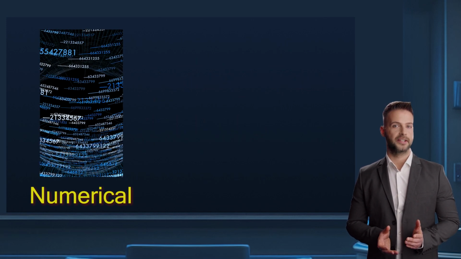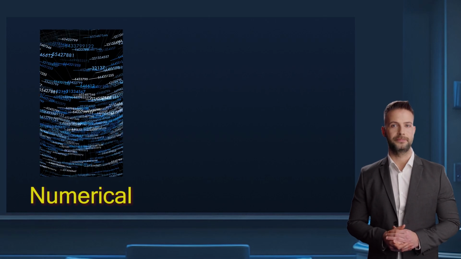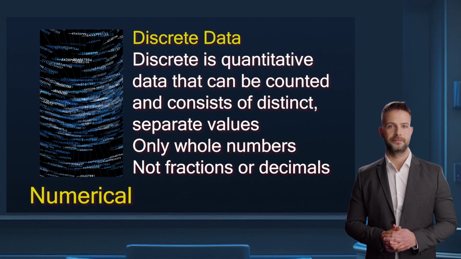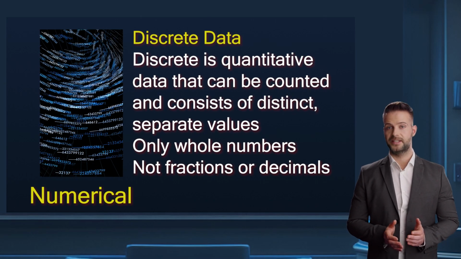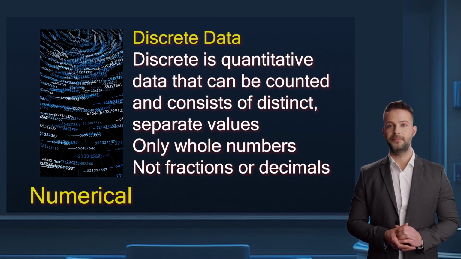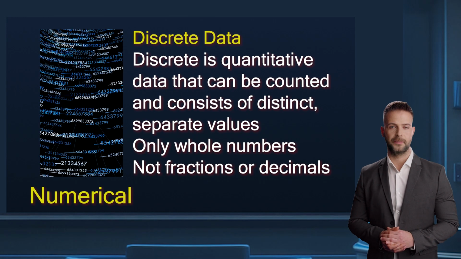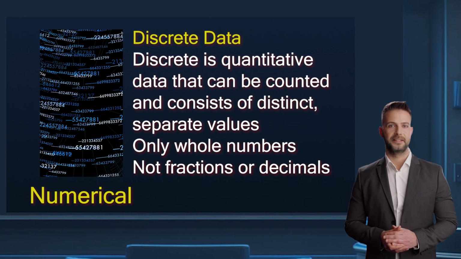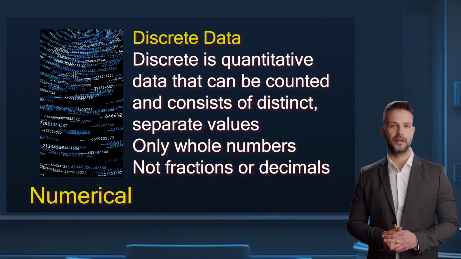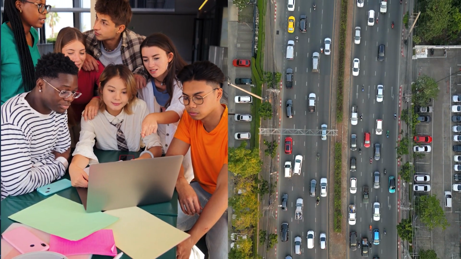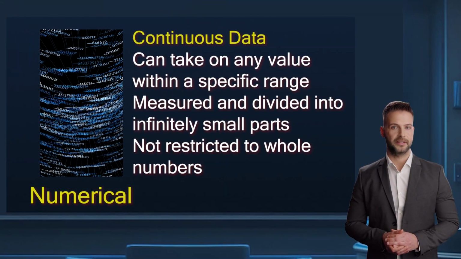Now, numerical data can be broken down further. There are two categories of numerical data. First, we have discrete data. Discrete data refers to a type of quantitative data that can be counted and consists of distinct, separate values, meaning you can only have whole numbers and not fractions or decimals within a specific range. Essentially, it represents countable items like the number of something, such as the number of students in a class or the number of cars on a highway. These cannot be fractional.